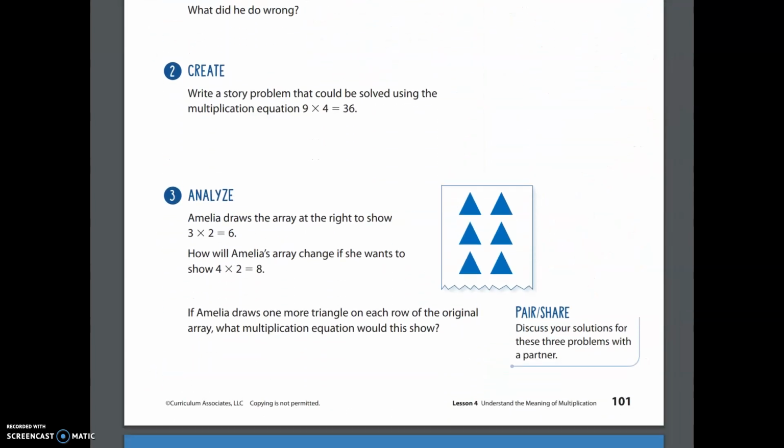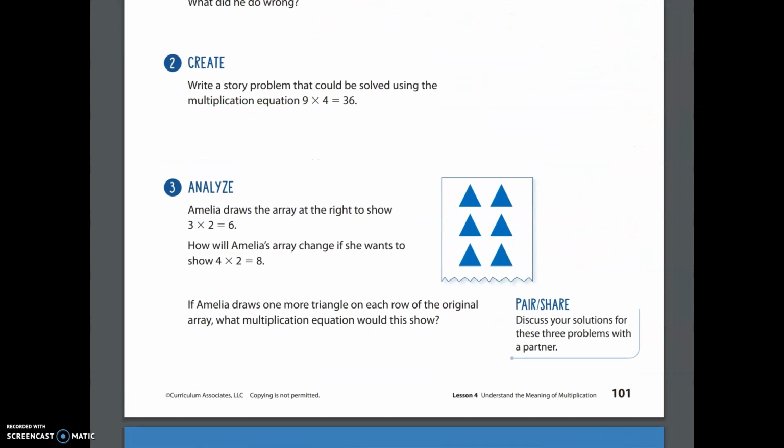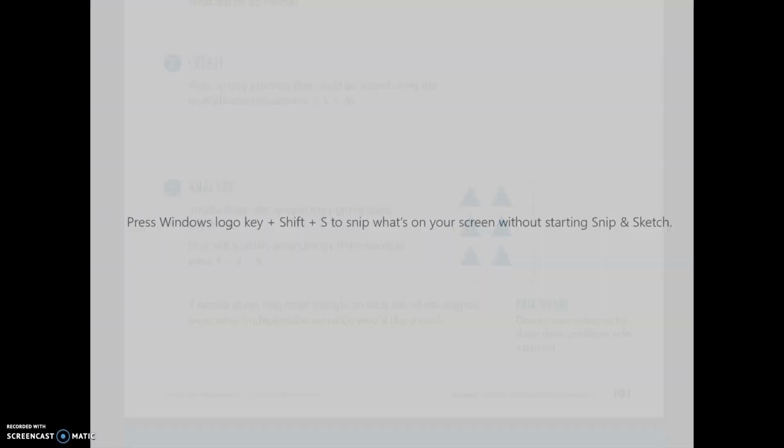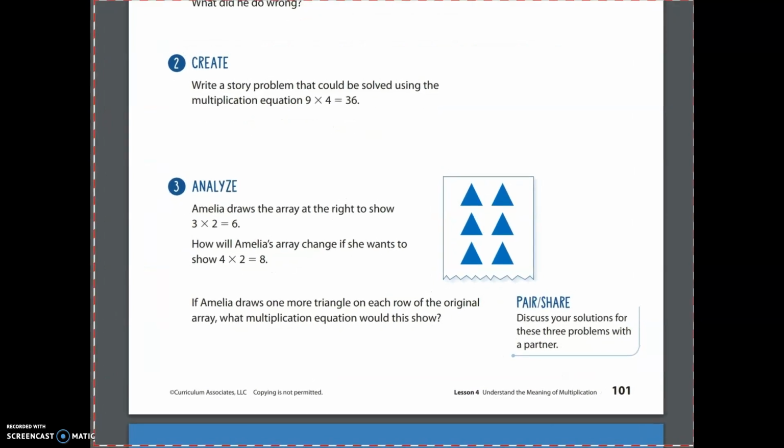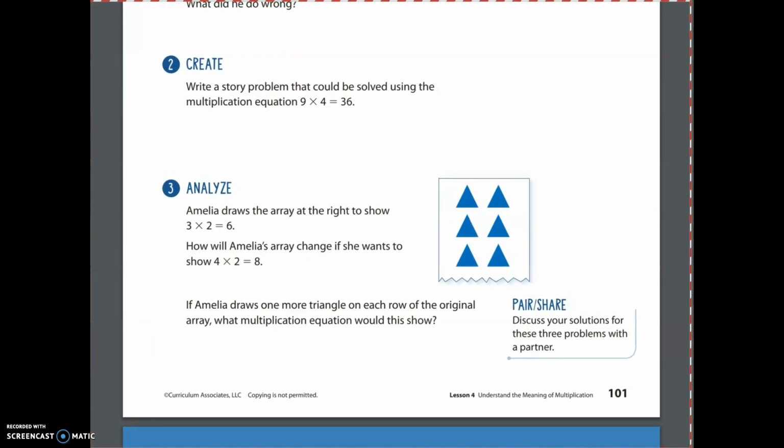Okay, so let's go on to number 3 on page 101. It says Amelia draws an array to the right to show 3 times 2 equals 6. How will Amelia's array change if she wants to show 4 times 2 equals 8? Well, 3 times 2 means 3 groups of 2. So we have 1, 2, 3 groups of 2. But then if it changes to 4 groups of 2, we would have to add another group of 2 here.